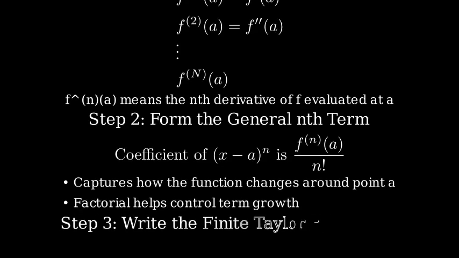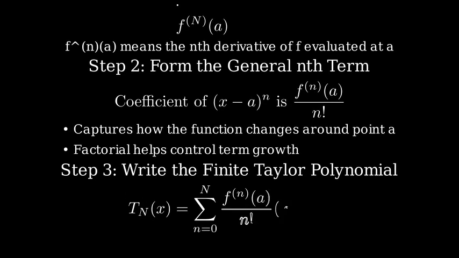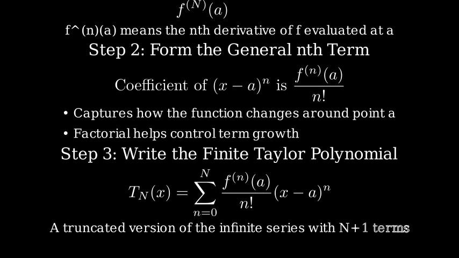Step 3. Write the finite Taylor polynomial of degree n. We denote this as T subscript n of x, which equals the sum from n equals 0 to n of the nth derivative of f at a divided by n factorial multiplied by x minus a raised to the power of n. This is a truncated version of the infinite Taylor series, including only the first n plus 1 terms.